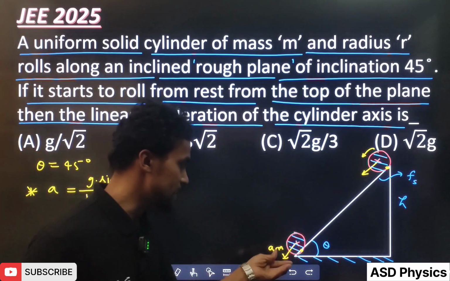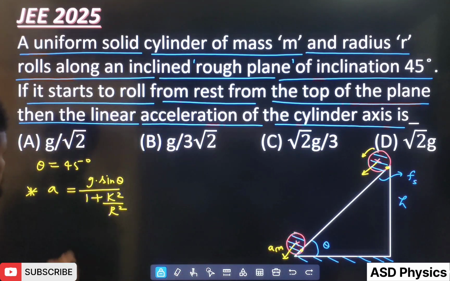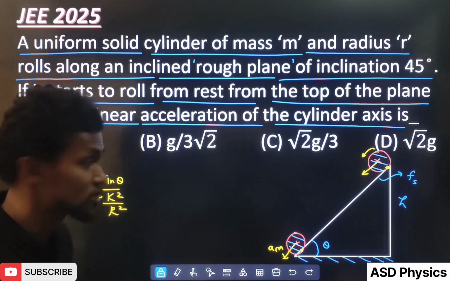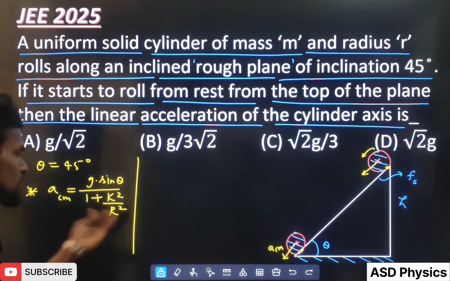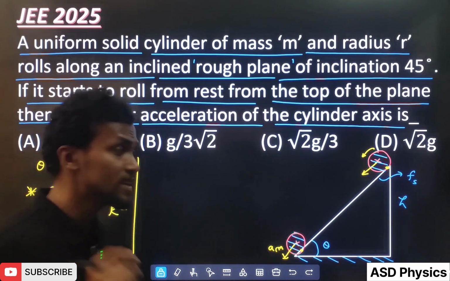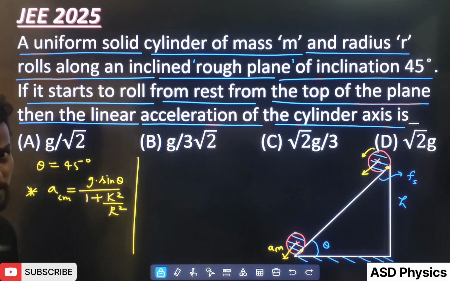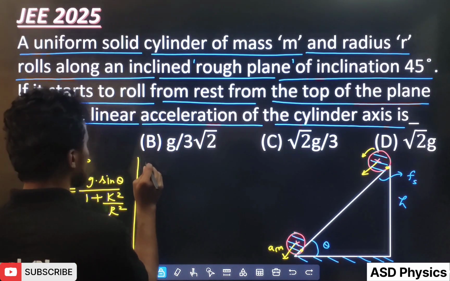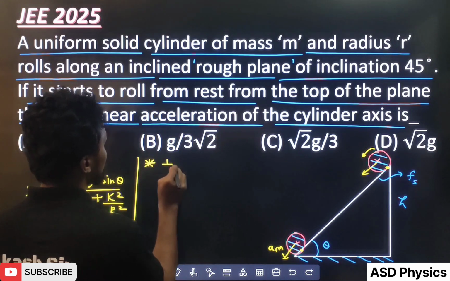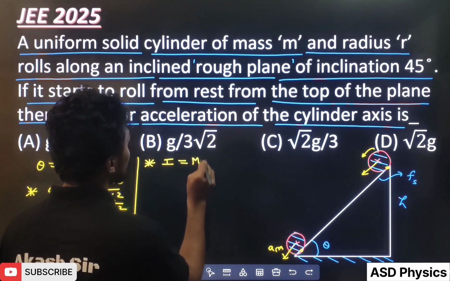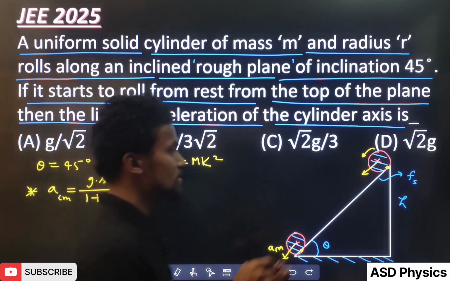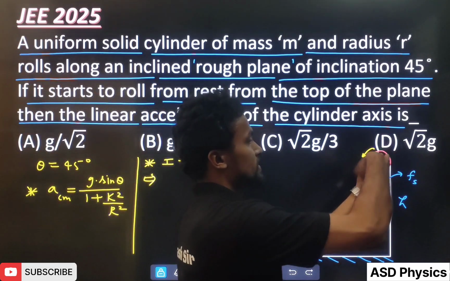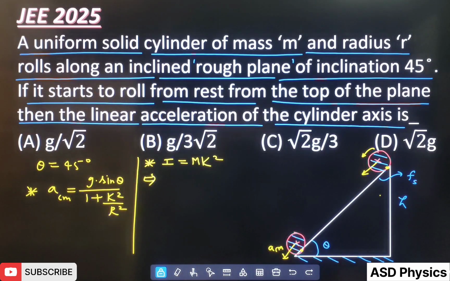When the body rolls down, its acceleration is given by g sine theta by 1 plus k square by r square. We are going to use this formula. But what is k square by r square? Here k is called the radius of gyration. How do we get it? The moment of inertia of the body is always equal to m k square. Here the cylinder is rotating about the axis passing through the center of mass.